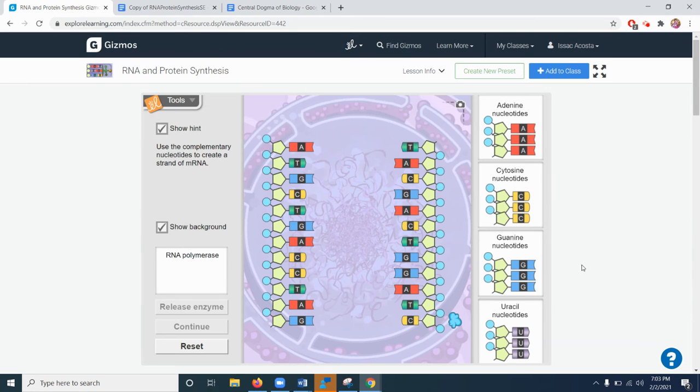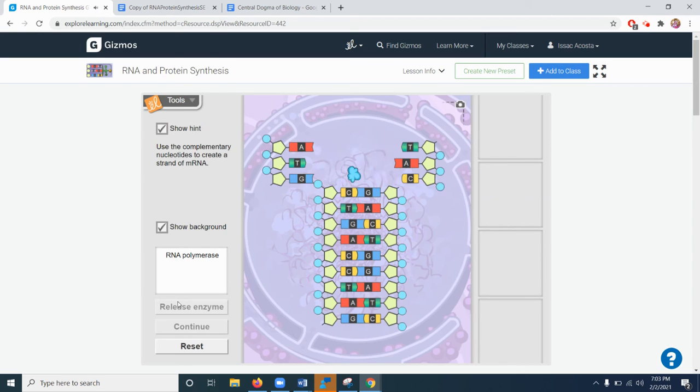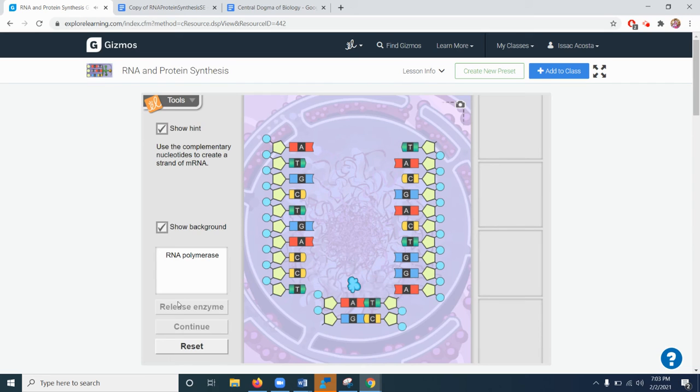So here's the gizmo. Let me reset it. How long is this video? Too long. No, it's not. Okay, so right here we have our DNA molecule, and you are going to use an enzyme. Remember, enzymes are molecules that make things happen, and you are going to make RNA. So you release the enzyme. There's the enzyme. Look, it's happening.